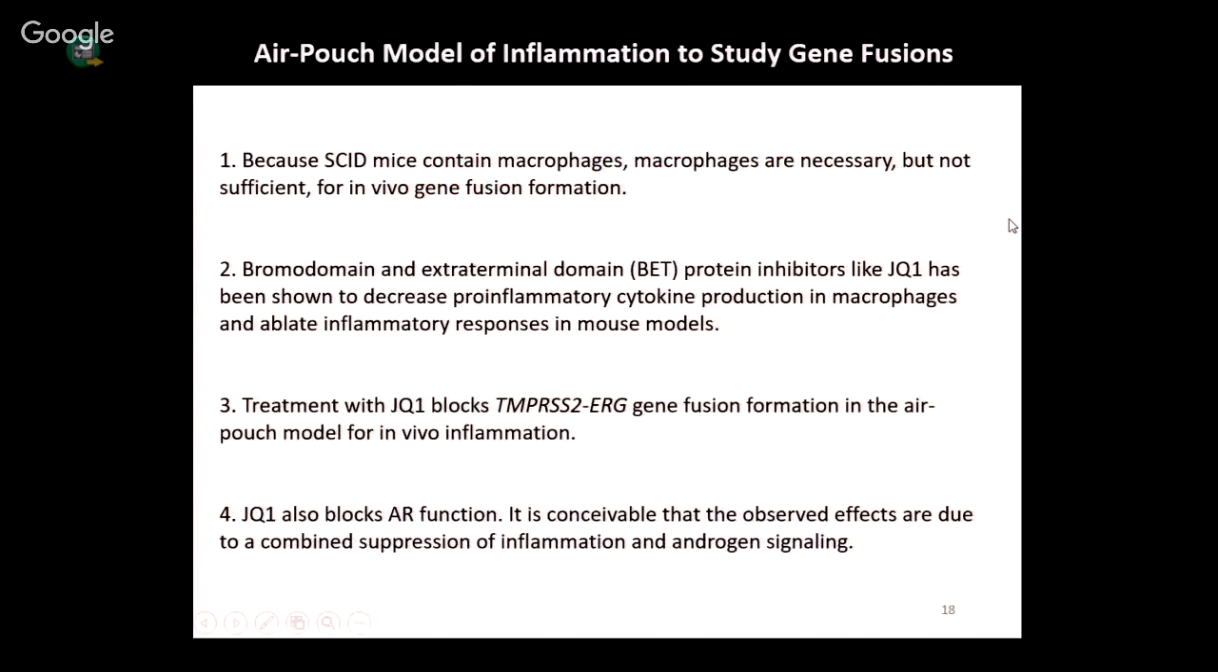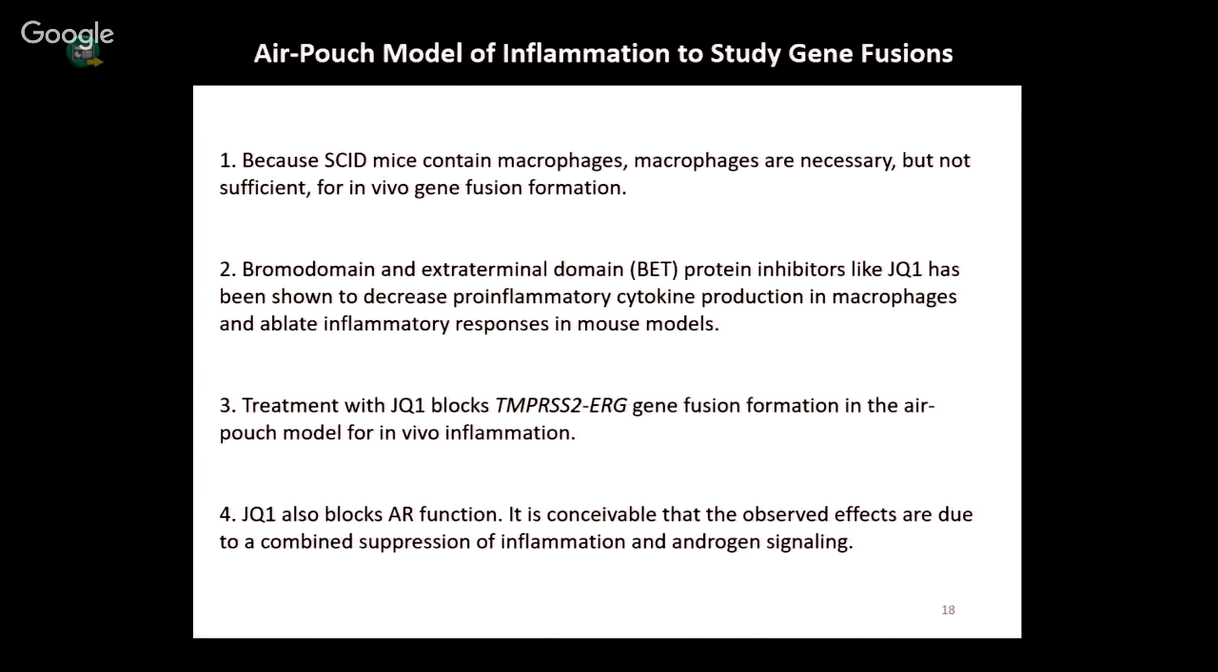So here are some conclusions. First, because SCID mice contain macrophages, macrophages are necessary but not sufficient for in vivo gene fusion formation. Second, bromodomain and extra-terminal domain BET protein inhibitors like JQ1 have been shown to decrease pro-inflammatory cytokine production in macrophages and ablate inflammatory response in mouse models.